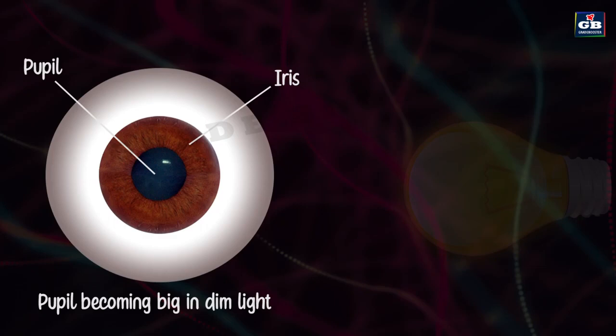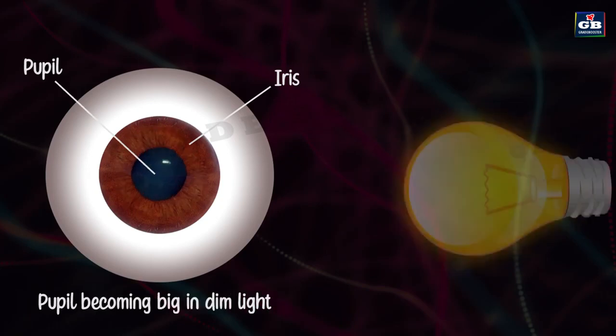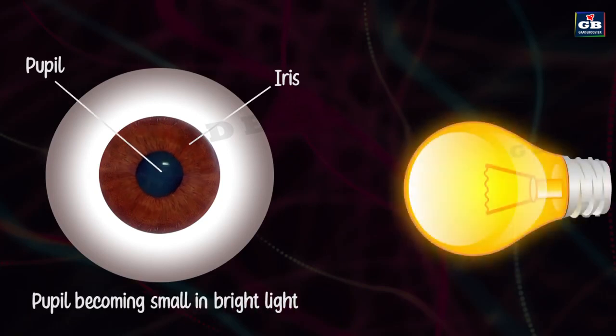In the same way, when the light is very bright, if the bright light enters the eye, the inner parts like retina get damaged. So the pupil becomes very small and reduces the amount of light that enters the eye. So the size of the pupil is controlled by the contraction and relaxation of iris muscles. And this iris adjusts the size of the pupil.